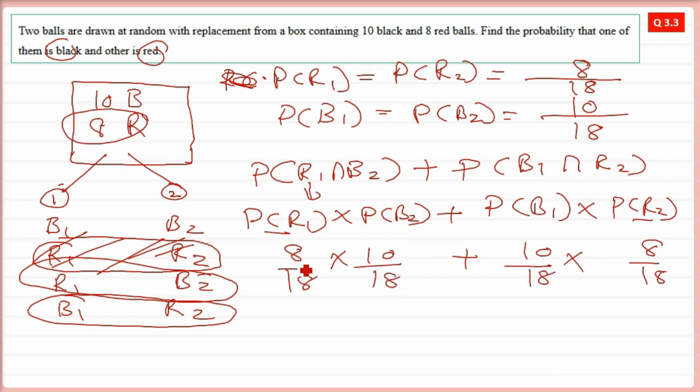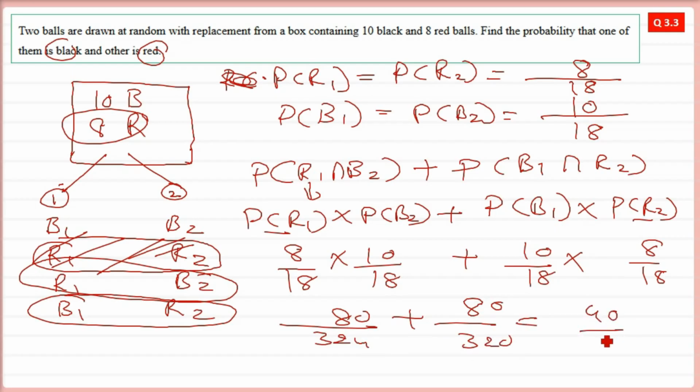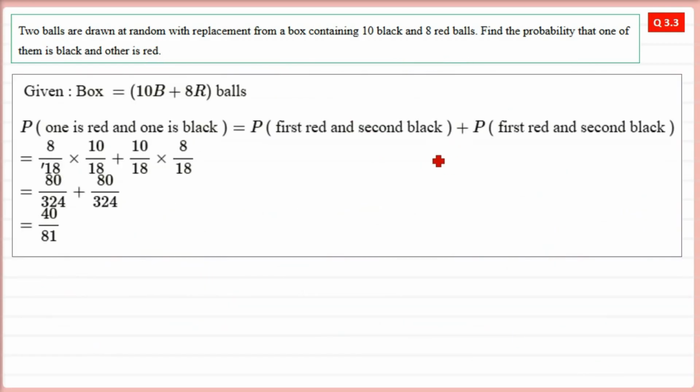So when you compute this, it is just twice of 8 by 18 multiplied by 10 by 18, which gives you 80 by 324 two times. This gives you 40 by 81. Now this is how this will be done. And this is a good question, and these are the 3 parts we have actually done.